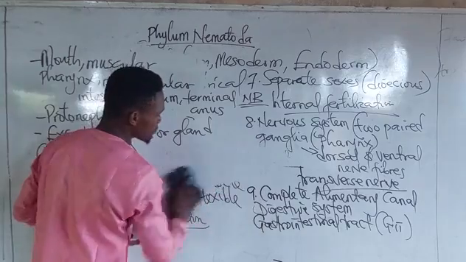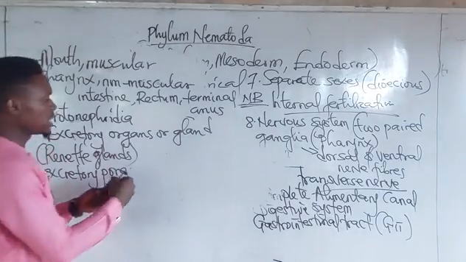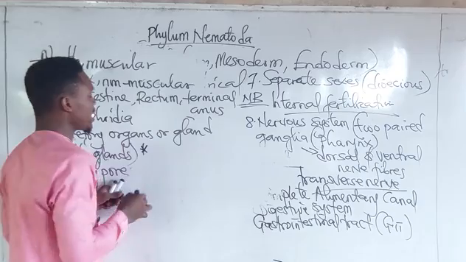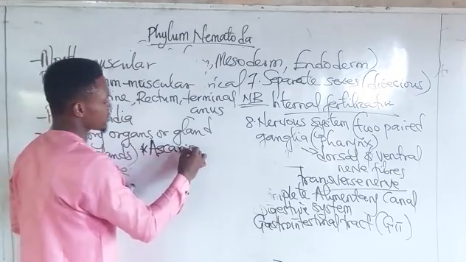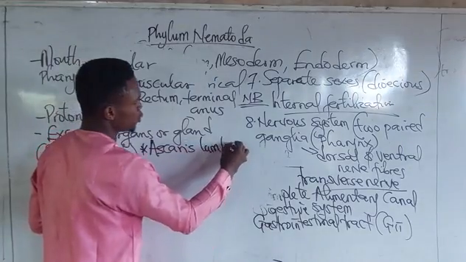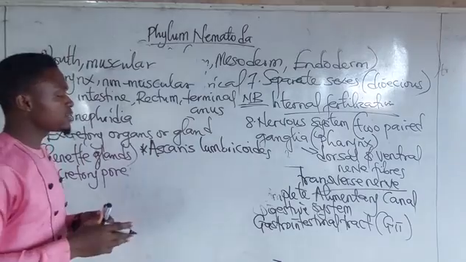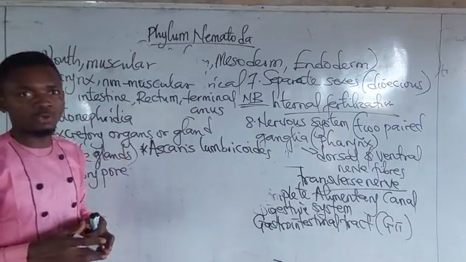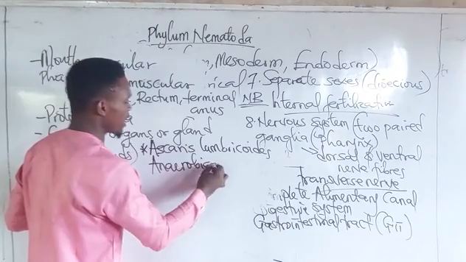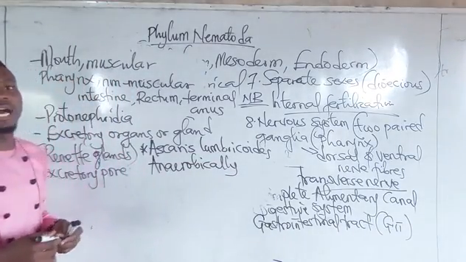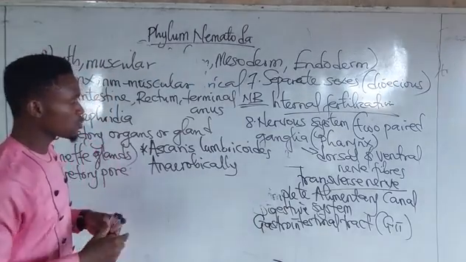Now, what about their mode of respiration? Now, a good member of phylum Nematoda is Ascaris lumbricoides. Ascaris lumbricoides is a representative member of phylum Nematoda, all right? It respires anaerobically, all right? That is, it can respire in the absence of what? Oxygen. In the absence of oxygen.